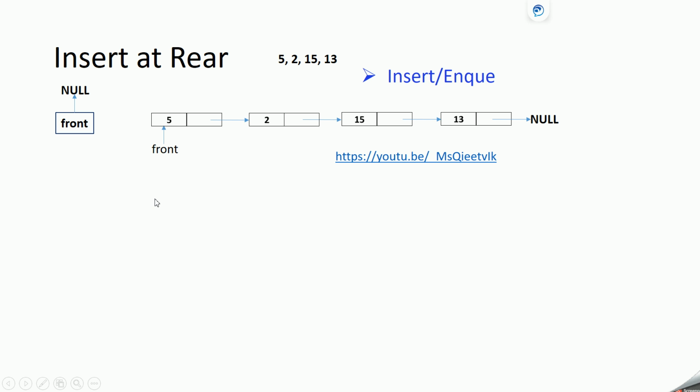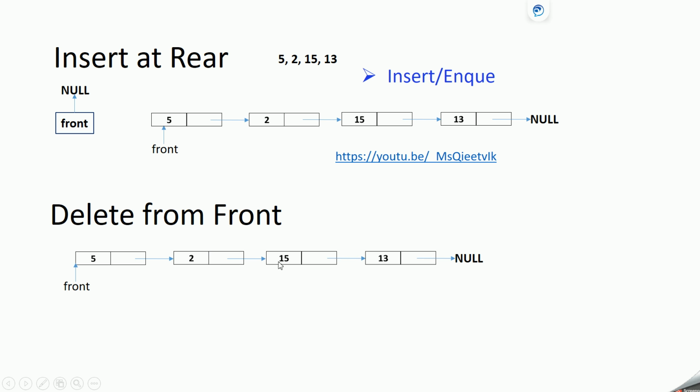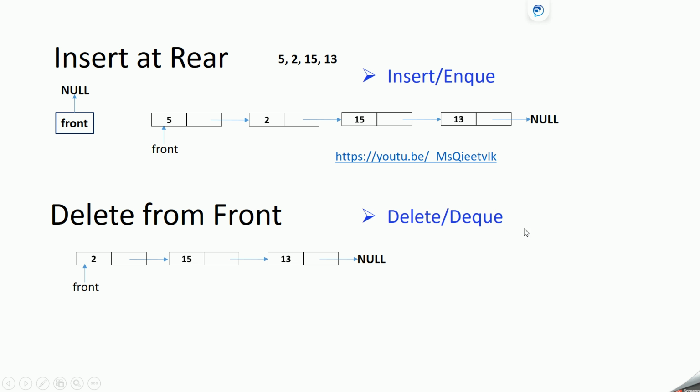Okay, so now let's see how we can delete an element from the front of a linked list. Initially we have been given a linked list like this, and now we have to delete the element from the front. Front is nothing but this. We'll take this element and delete it from this linked list. Now after deleting this 5, the linked list will become like this. This operation is called delete or dequeue operation of a queue.